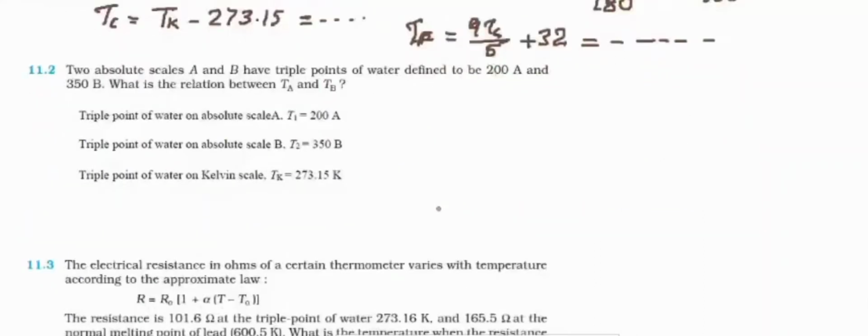Now, question 2. Two absolute scales A and B have triple points of water defined to be 200A and 350B. What is the relation between TA and TB? TA and TB are the triple points, okay, of the measurements in A and B. So here we have 200A, that is the triple point in scale A, is equal to 350B.